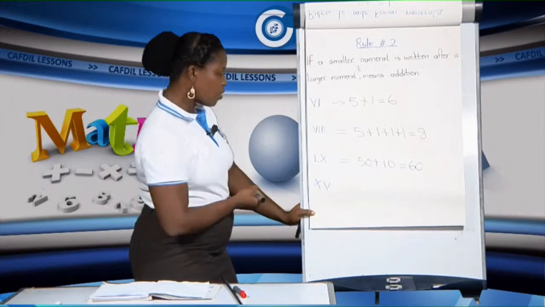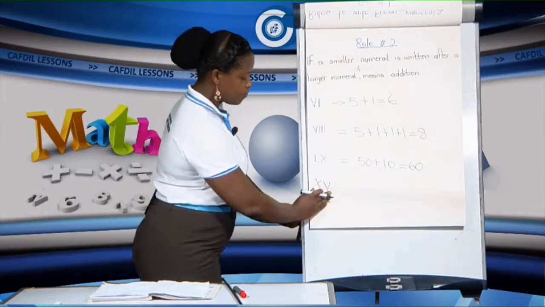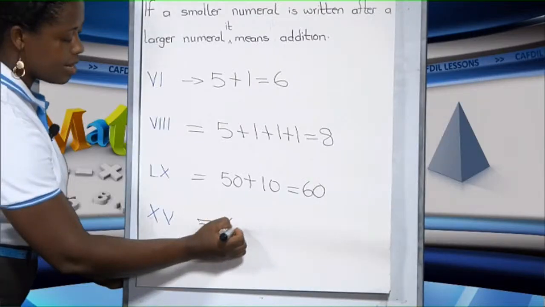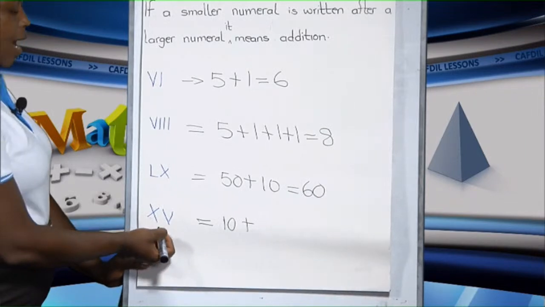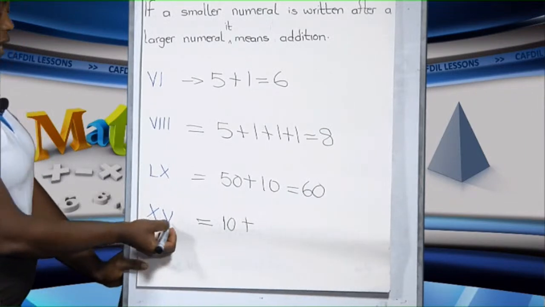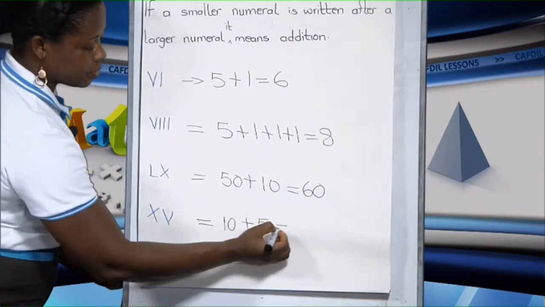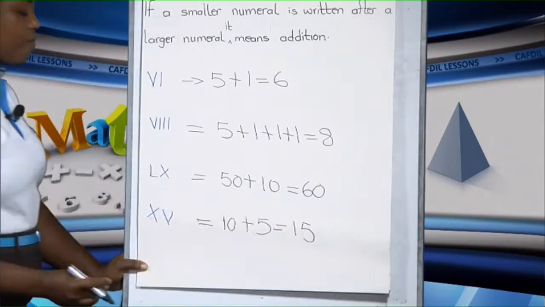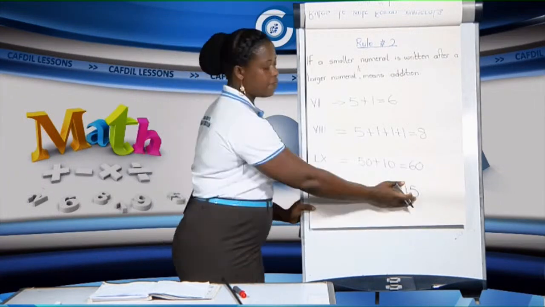Let's look at the last one over here. XV. X is 10, V is 5. So X is 10, then you add. Since the number after X is smaller, we're going to add. So V is 5, and 10 plus 5 will give us 15. Therefore, Roman numeral XV is equal to 15.